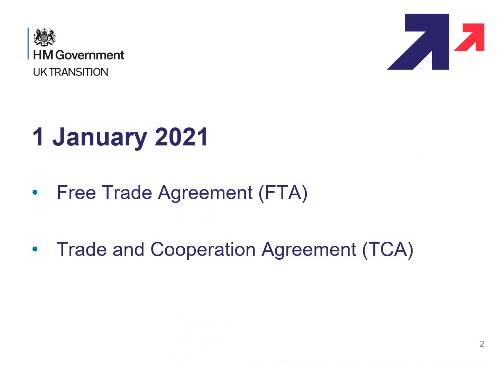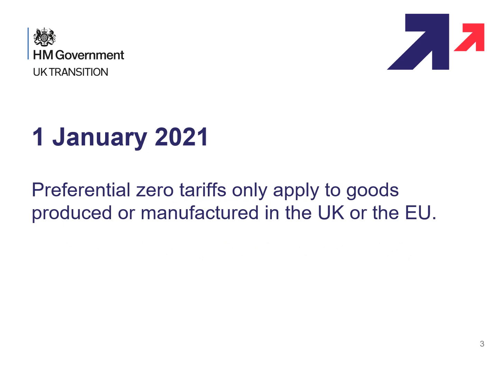On the 1st of January 2021, the UK started trading based on a new free trade agreement between the UK and the European Union, the Trade and Cooperation Agreement. I'll say TCA during the webinar. To protect UK and EU producers and manufacturers, the TCA's preferential zero tariffs only apply to goods produced or manufactured in the UK or the EU.